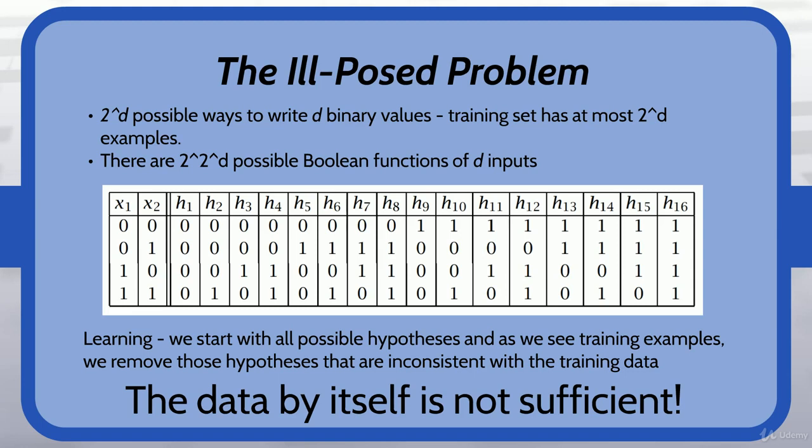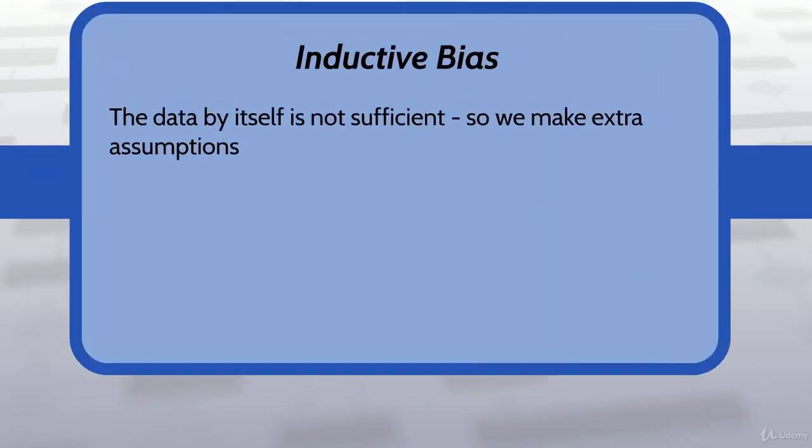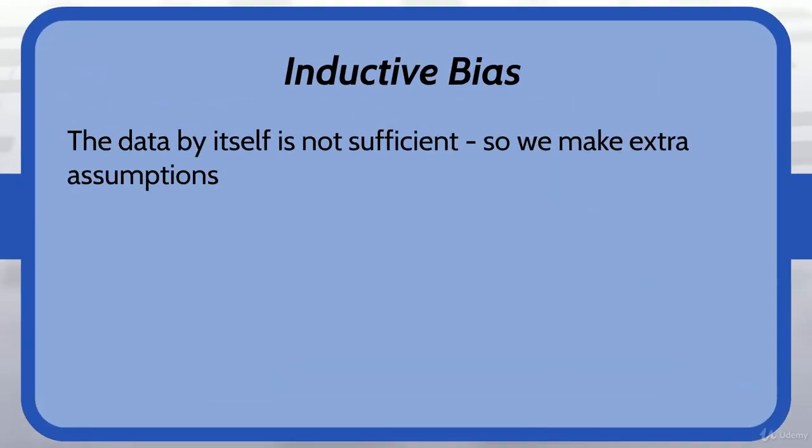In order to find a unique hypothesis, we would have to know every possible value. However, with inductive bias, we can get around this. So the data by itself is not sufficient, so we make extra assumptions. The set of assumptions we make to have learning possible is called the inductive bias of the learning algorithm. One way we introduce inductive bias is when we assume a hypothesis class.